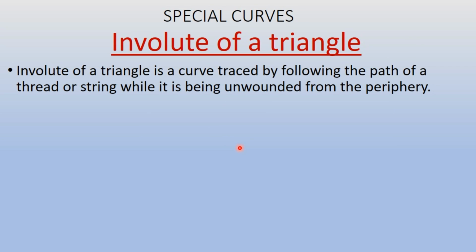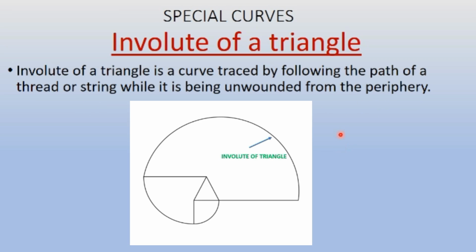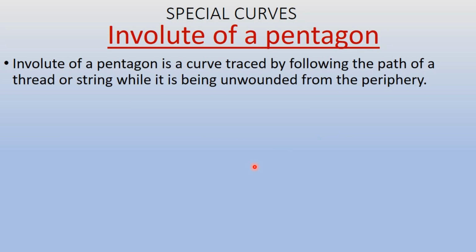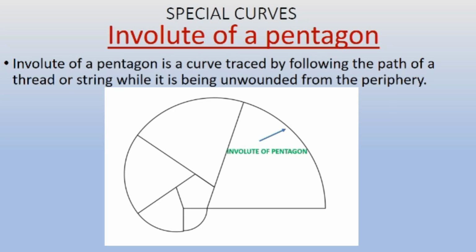Involute of a triangle is a curve traced by following the path of a thread or string while it is being unwound from the periphery. Involute of a pentagon. Involute of a pentagon is a curve traced by following the path of a thread or string while it is being unwound from the periphery.